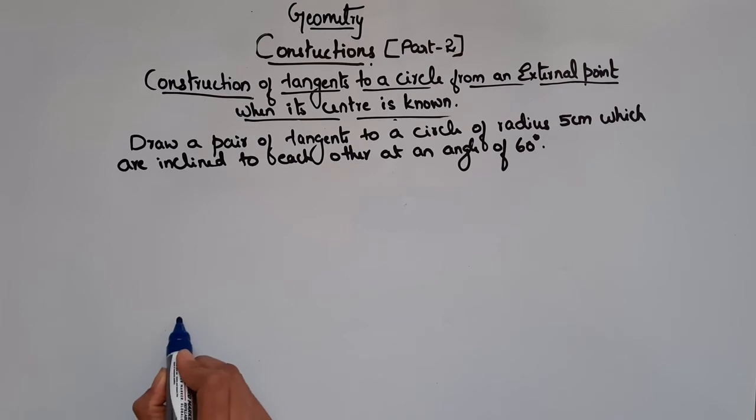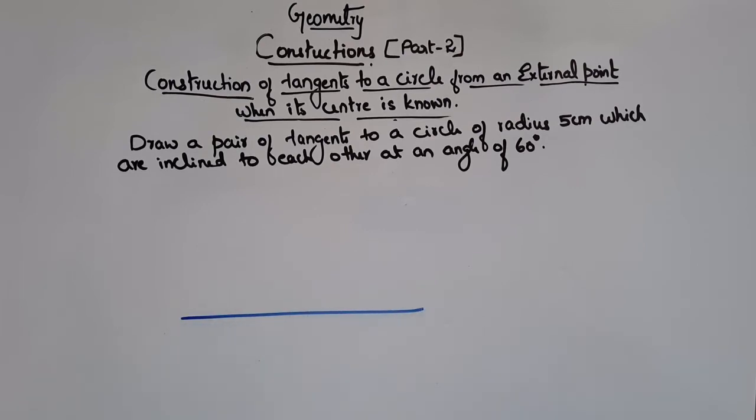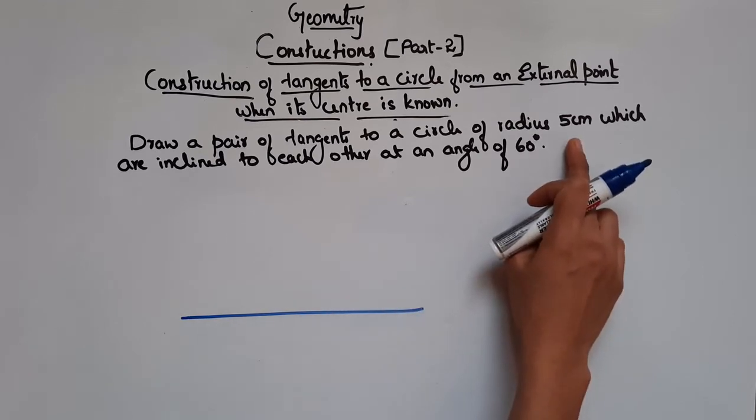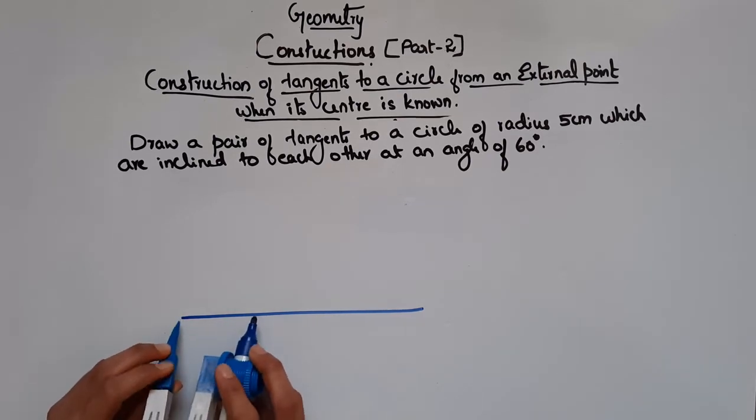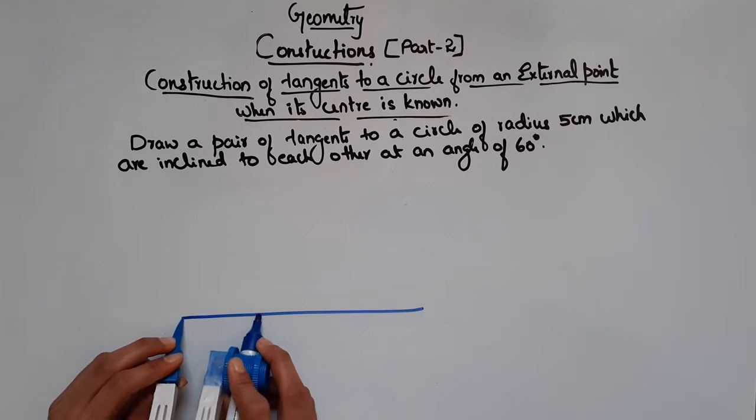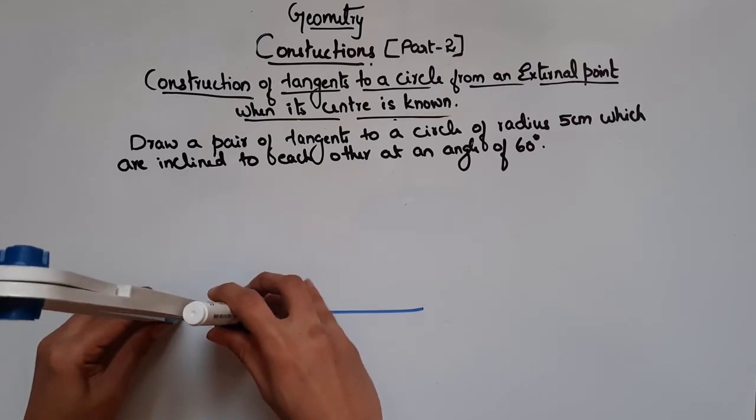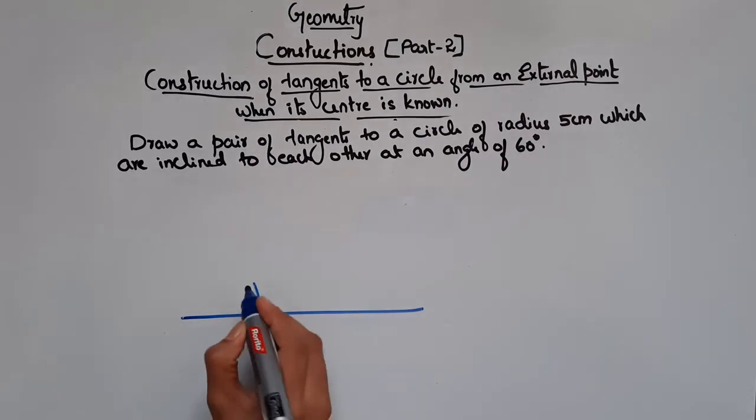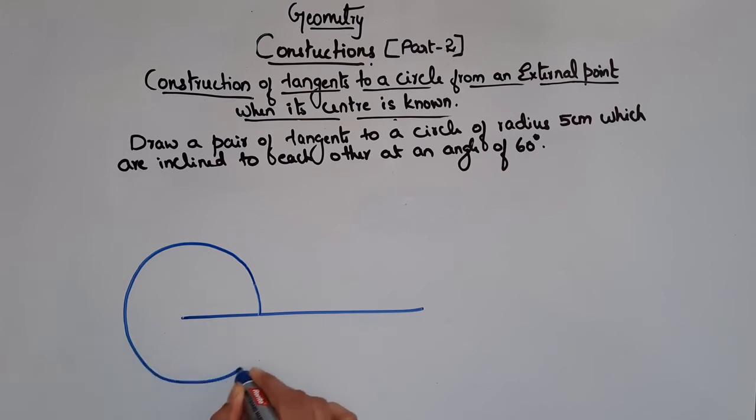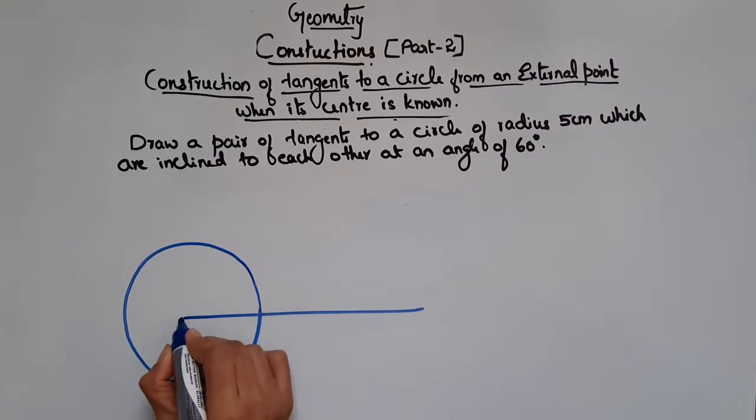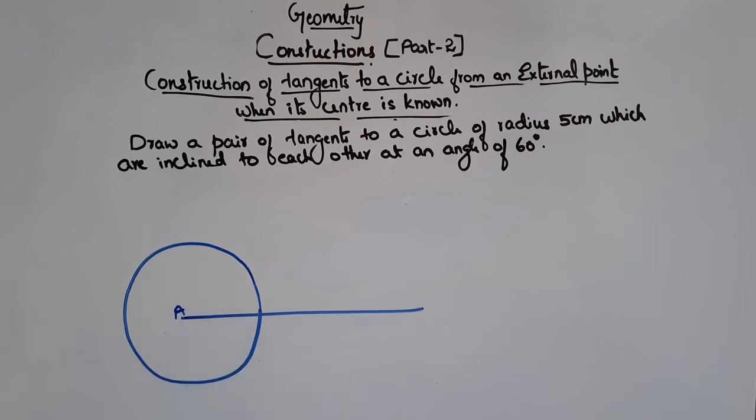So first let's draw a line. Take any length like this. Now you have to draw a circle of radius 5 cm. So you will take your compass, measure 5 cm and construct a circle at this point. So this is 5 cm and you will draw a circle. So let me draw freehand. So let's say we have a circle of radius 5 cm. Let's take this point as A, the center of the circle. Alright, and let's take this point as B.